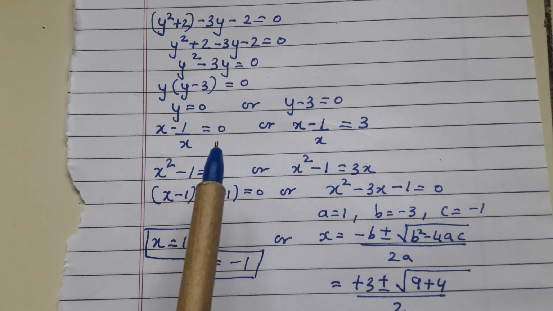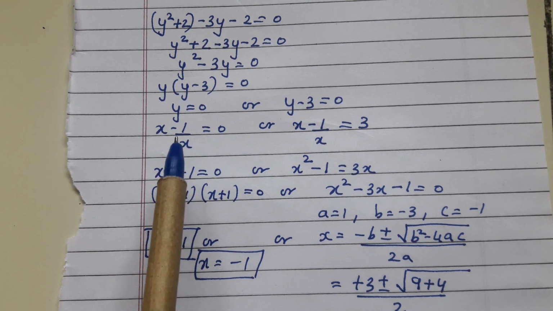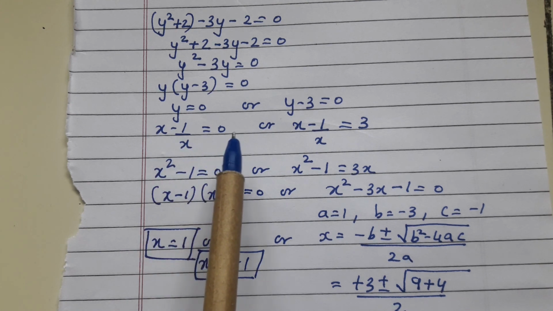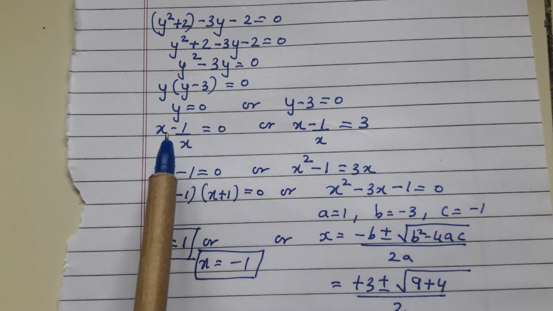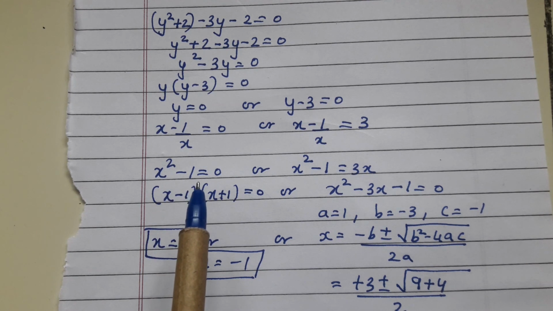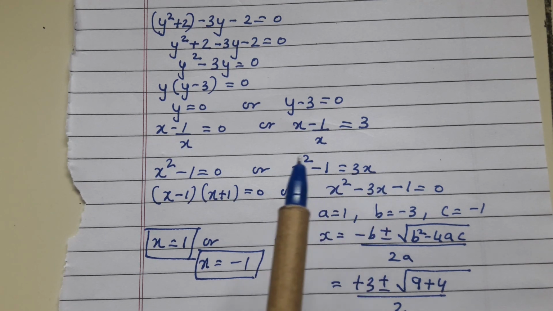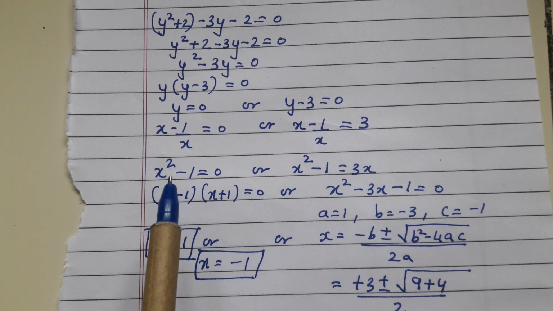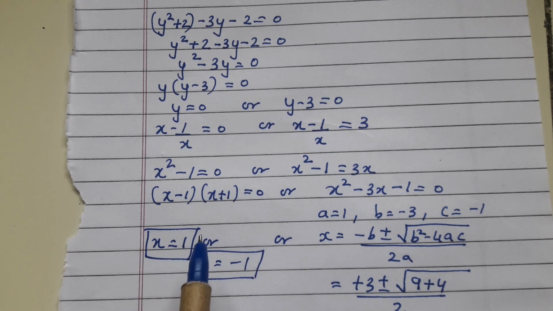Now substitute the value of y, that is x minus 1 by x. So x minus 1 by x is 0 or x minus 1 by x equals to 3. Multiply by x on all the sides. We will get x square minus 1 equals to 0 or x square minus 1 equals to 3x. This equation, x square minus 1 square, that is x minus 1, x plus 1 equals to 0. Therefore, x is equals to 1 or x is equals to minus 1.